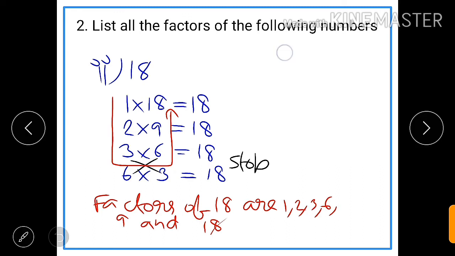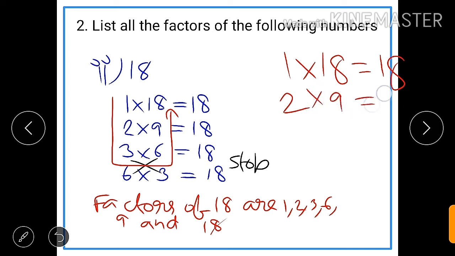So we will take the numbers from 1 to 10 and check whether these numbers can divide 18 exactly or not. We know 1 into 18 equals 18. Next we will check the next number, that is 2, whether 18 is divisible by 2 or not. We know 2 into 9 is 18. And students, if you don't know the multiplication tables, I will suggest you learn those, and if you want to do it without that, then also you can do.